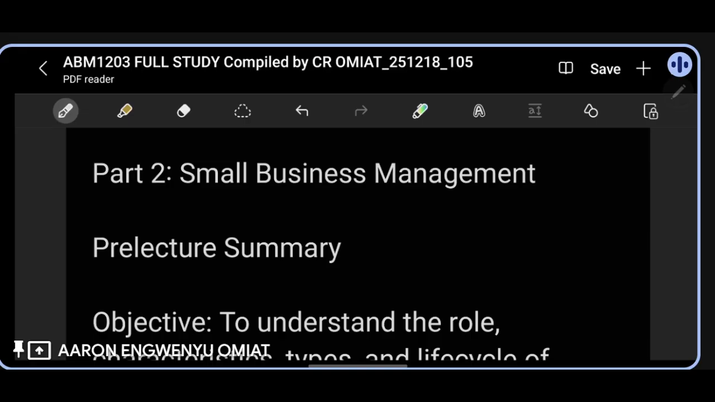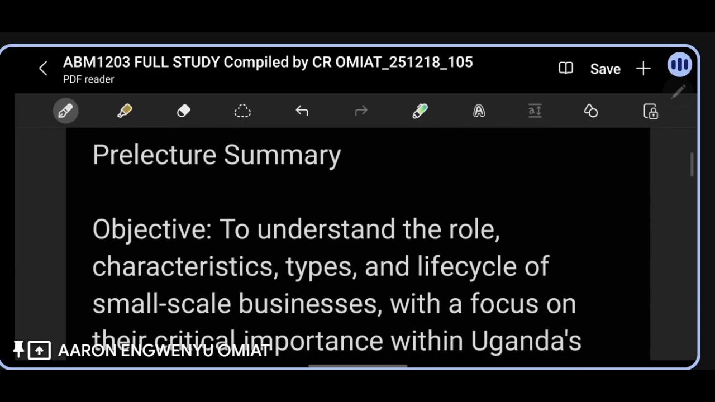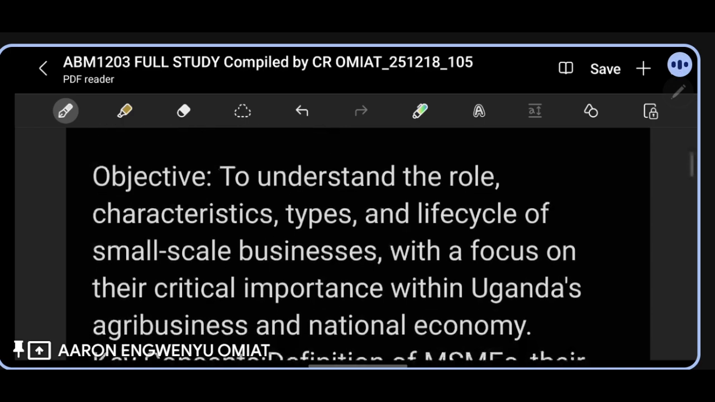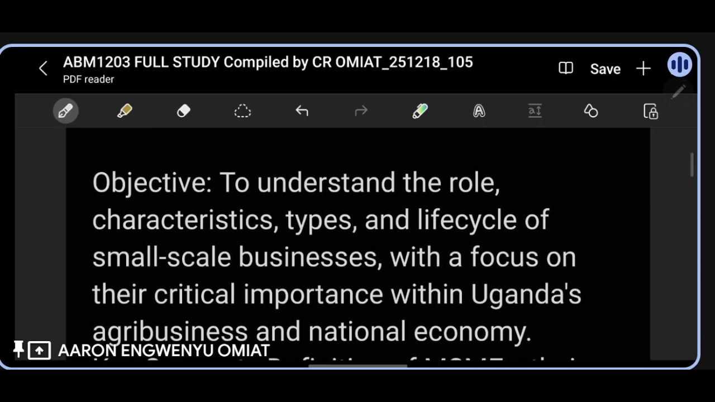We all know that. Small businesses can be defined in different ways. They can be defined by number of workers, by their revenue, or by other aspects as well. So our objective is to understand the role, characteristics, types, and life cycle of small-scale businesses, with a focus on their critical importance within Uganda's agribusiness and national economy. And you have to see their effect on agribusiness and the national economy at large.